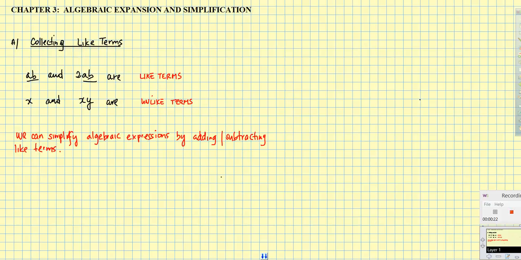So we should all know by now that, for example, AB and 2AB are considered like terms because they have the same variables on them. If I were to look at x and xy, those would be considered unlike terms. It means that I would not be able to either add them or subtract them. So we can simplify algebraic expressions by adding or subtracting like terms, but we cannot add or subtract unlike terms.